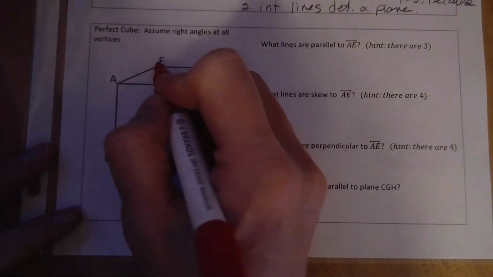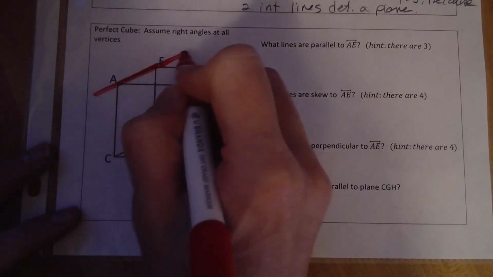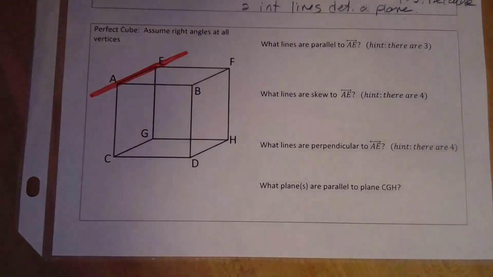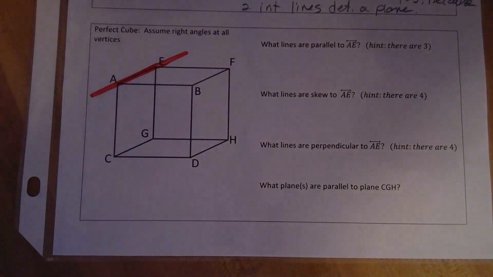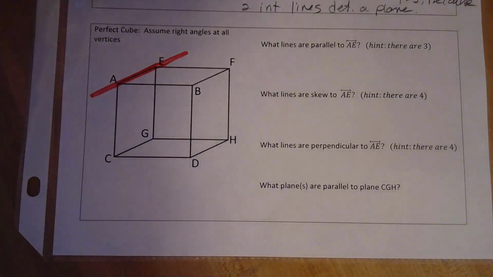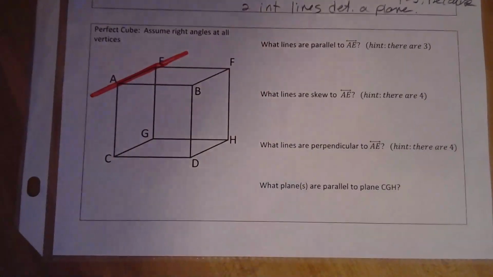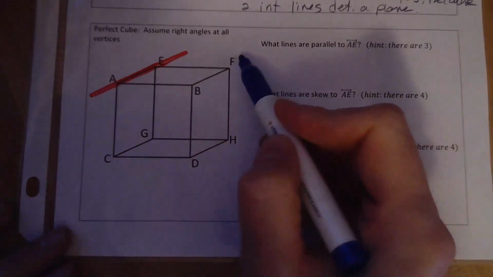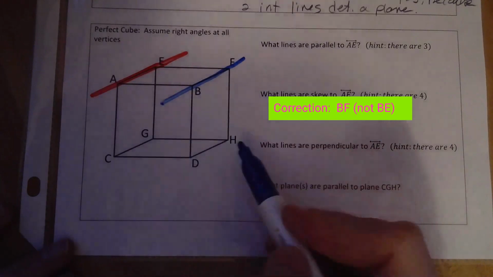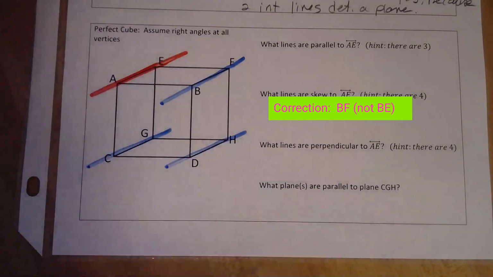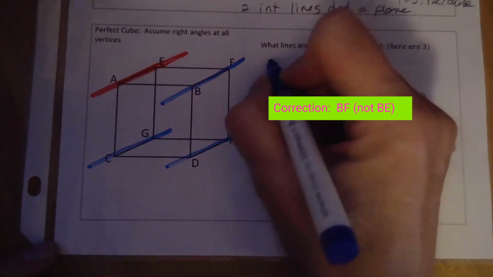All right, so here's AE right here, and I'm going to just go ahead and make it longer. I put this, like I said, in a sleeve. So now I had to turn off the light because there was such a glare. So I've got all these weird shadows on here, but let me see. I'm going to grab a different color. BE, DH, and CG. Those are the 3 lines that are parallel to AE.